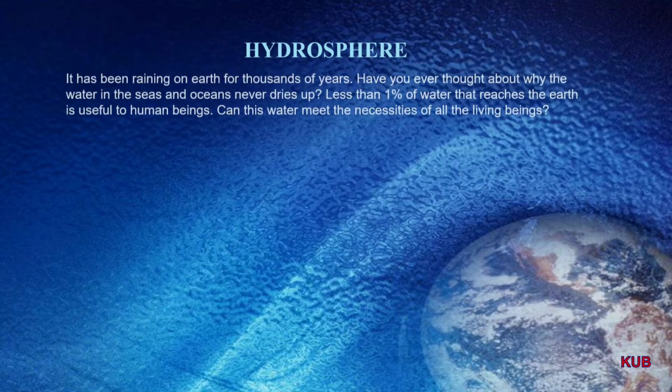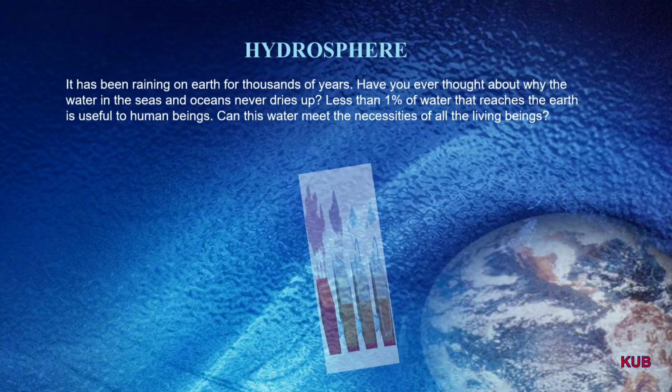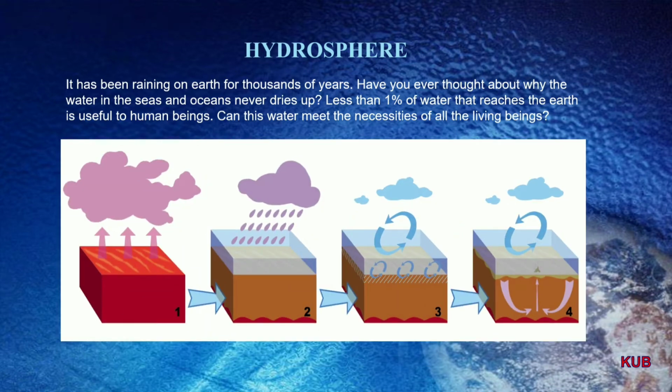Hydrosphere. As you all know, it has been raining on Earth for thousands of years. Have you ever thought about why the water in the seas and oceans never dried up? Less than 1% of water that reaches the earth is useful to human beings. Can this water meet the necessities of all the human beings? Let's see.